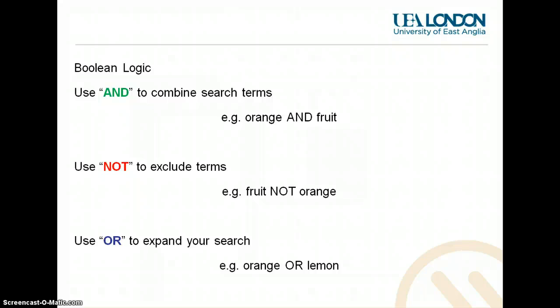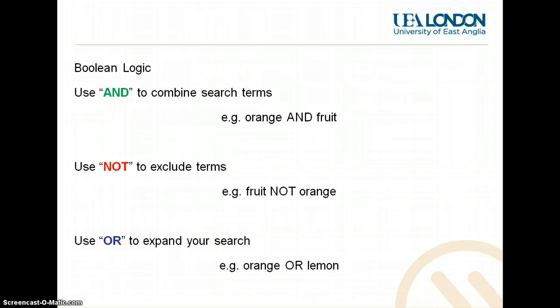For example, orange and fruit will give you results which include both words, so you should get results about the fruit orange, but not the colour orange. Fruit not orange will give you results about all the different types of fruit, but not oranges.